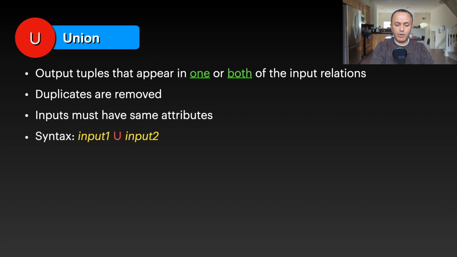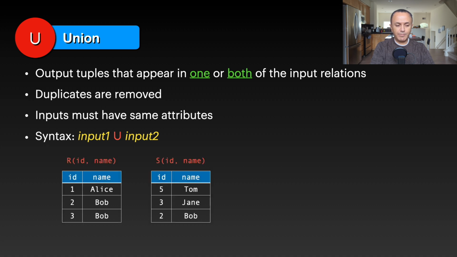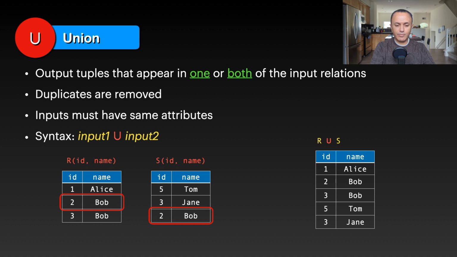And this is how we write this operation. We just use the union symbol with the 2 input relations. So for example, we have these 2 relations, S and R. Each has 2 attributes, ID and name, with some data in there. Notice that there is 1 tuple that exists in both relations. So now if we want to make a union of them, the output will look like this. So R union S will have 5 tuples, not 6, because the duplicate has been eliminated. So anything that appears in R or S is part of the output.